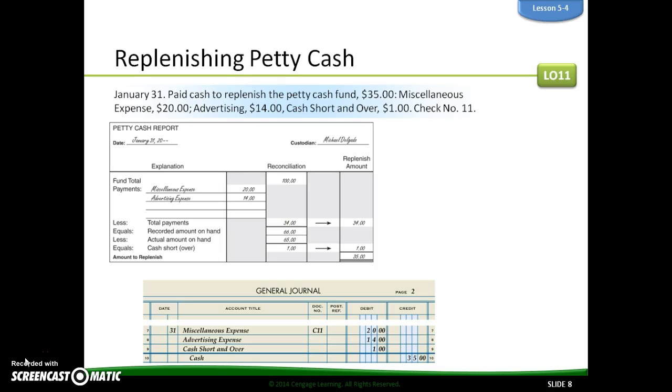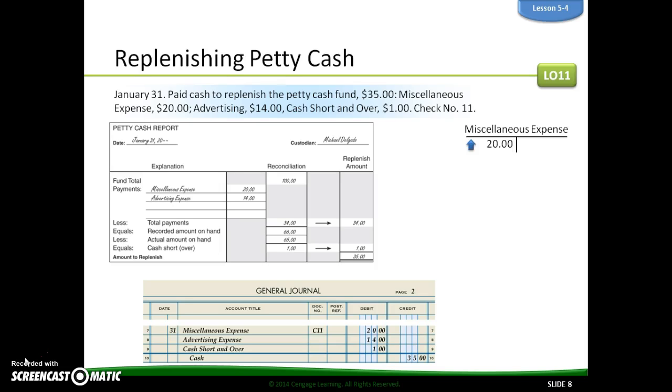So in order to replenish petty cash, our general journal entry is going to report using our petty cash report. Okay? It's going to be check 11 for our source document. But in our general journal, we're going to debit miscellaneous expenses, debit advertising expenses, and debit the fact that we are short on our cash by $1. The total debits then are $35. And then we're going to credit cash by $35.